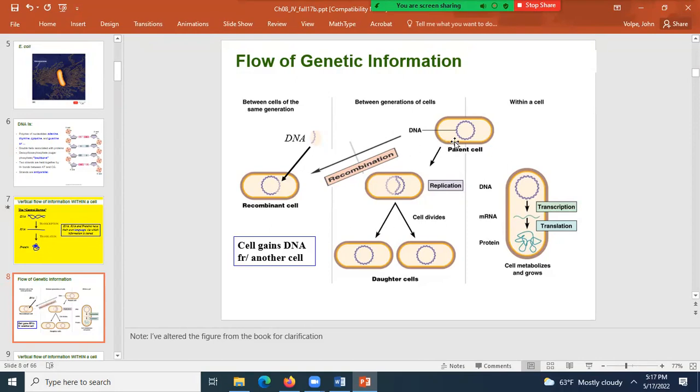The only time that it moves directly from one cell to another cell is when this cell transfers a plasmid to that cell. And we'll talk about that later too. Most of the time the DNA comes out of this cell, the cell dies, and then the DNA is taken up by that cell. And then this cell is called the recombinant cell because it gains new DNA and it can express a new gene that came from that DNA. Any question about any of that?